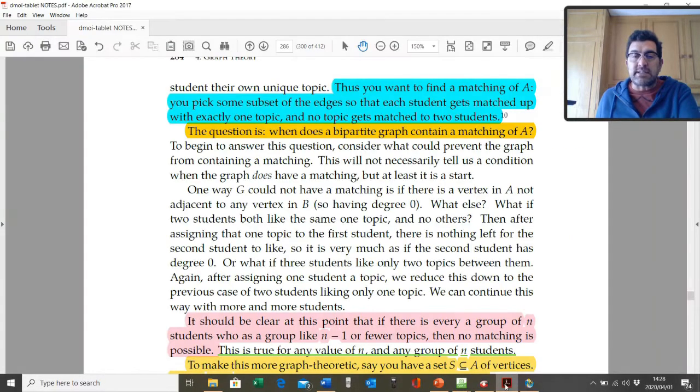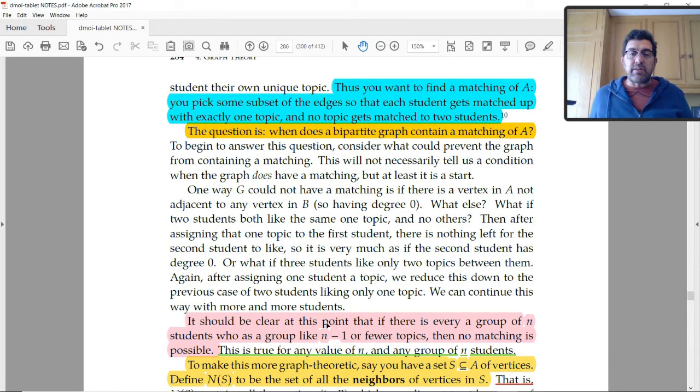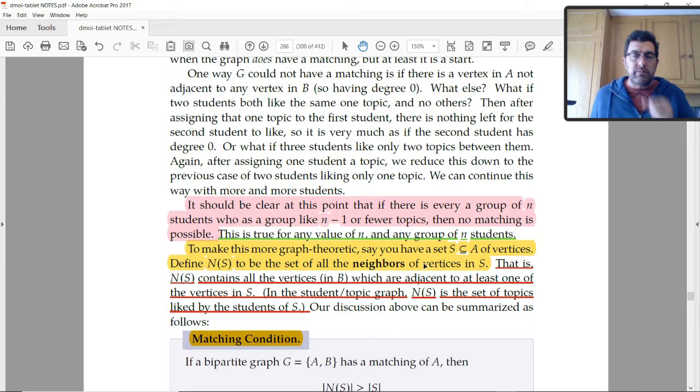Okay, so let's see. It should be clear at this point that if there is a group of n students who, as a group, would like n-1 or fewer topics, then no matching is possible. That's what our third graph showed. This is true for any value n and any group of students n.